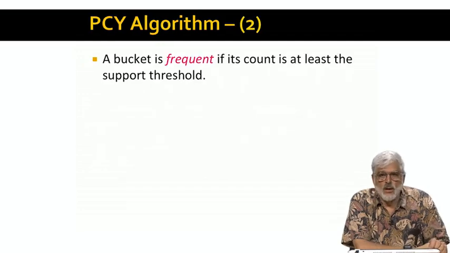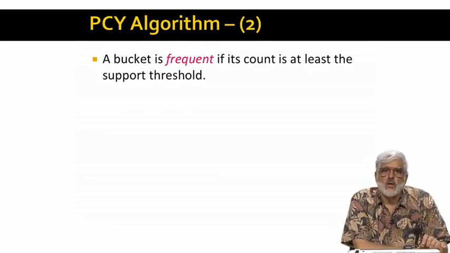Now let's call a bucket frequent if after the first pass we find that its count is at least equal to the support threshold. A bucket could become frequent simply because many pairs each contribute a little to its total count. We can't tell if that's the case because we only had room to remember the total, not the count of each individual pair that contributed to the bucket.